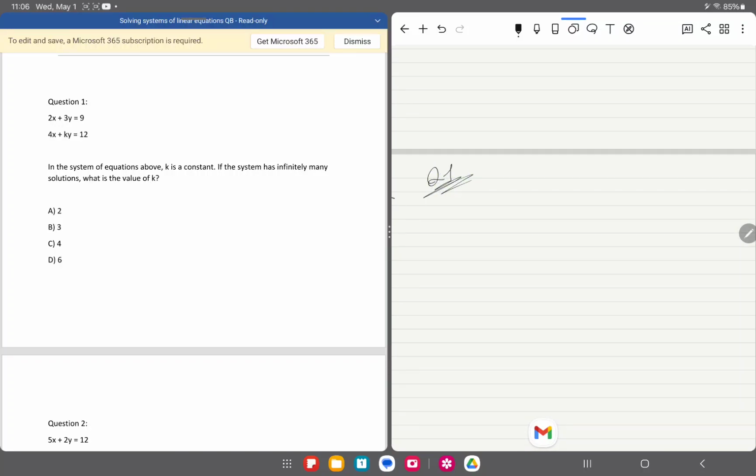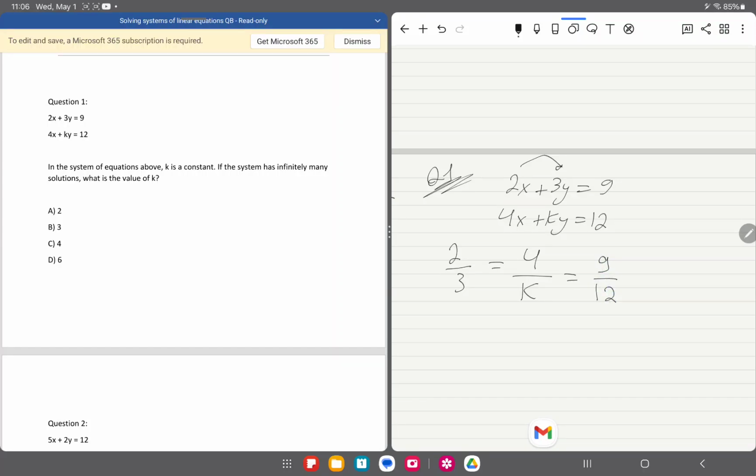So question 1. Okay, so they want, if this one has infinitely many solutions, what am I supposed to do? 2x plus 3y is equal to 9. 4x plus ky is equal to 12. Now, if this one has infinitely many solutions, the ratios must be equal. So 2 over 3 must be equal to 4 over k must be equal to 9 over 12.